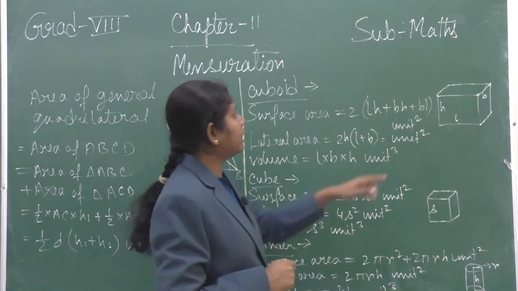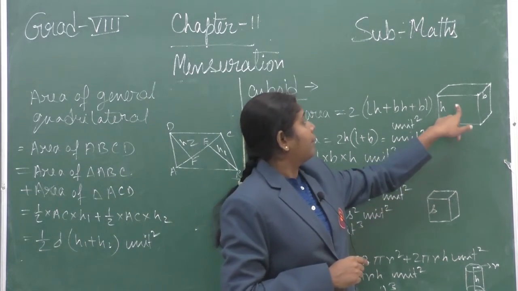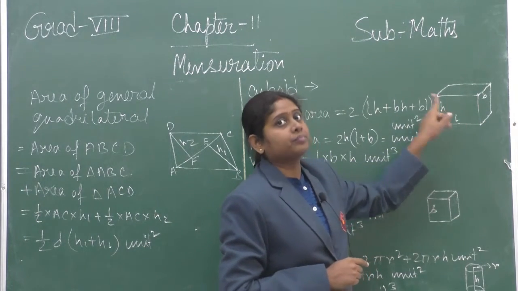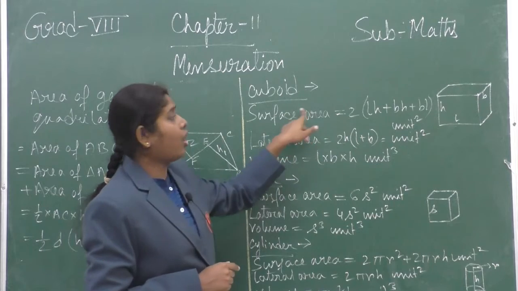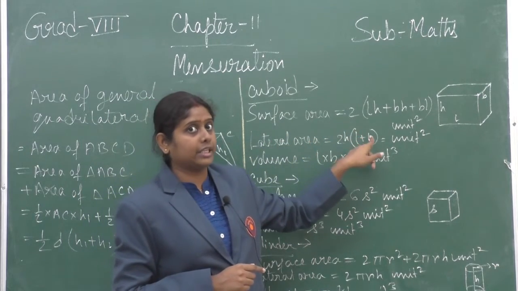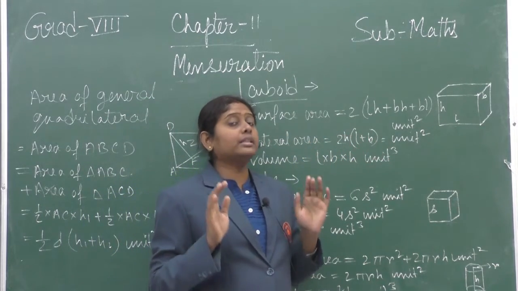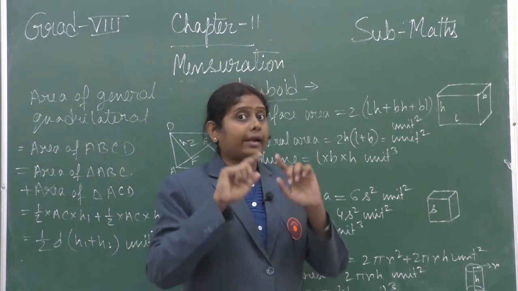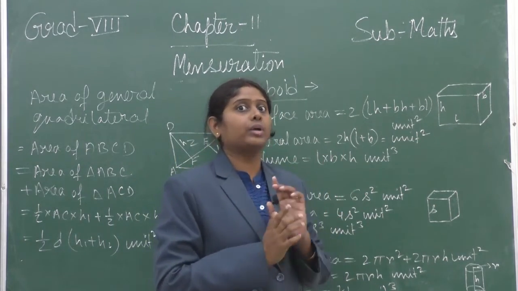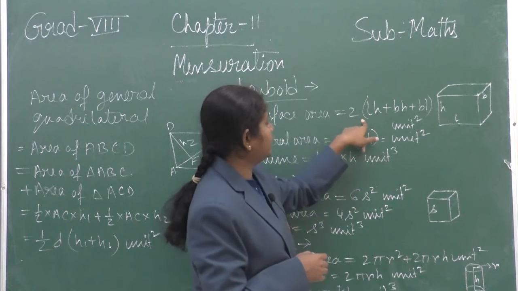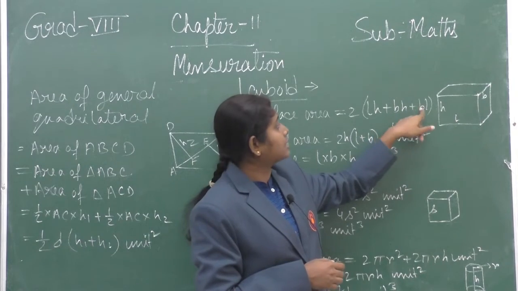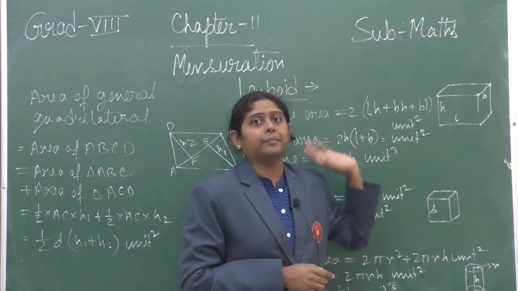So, suppose the length is L, breadth is B and height is H, then the surface area of a cuboid is equal to, as we know there are 6 surfaces for a cuboid. So, adding all the surface areas we are getting the formula 2 into LH plus BH plus BL unit square.